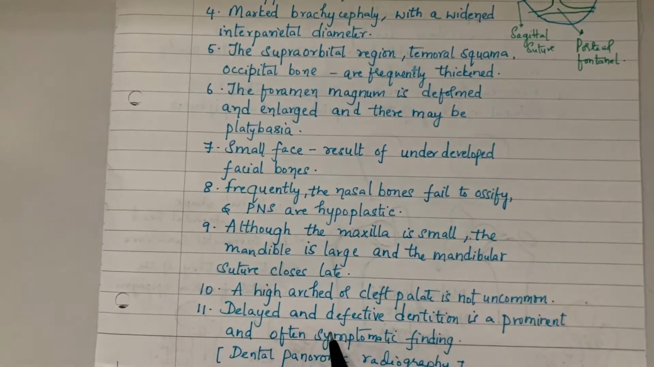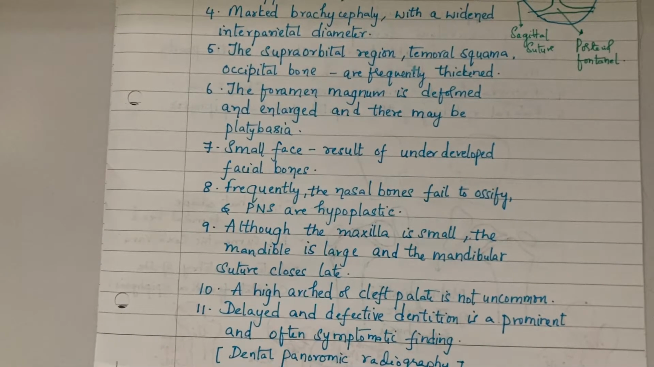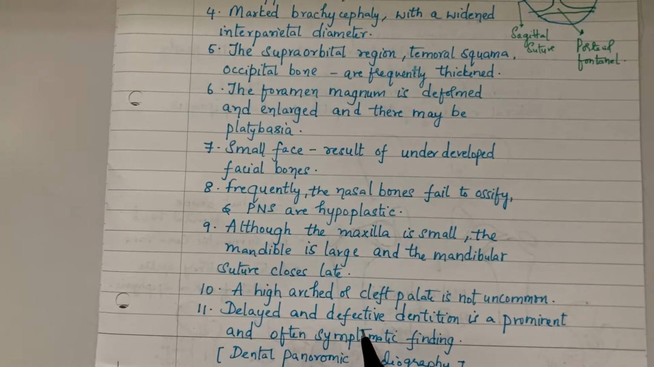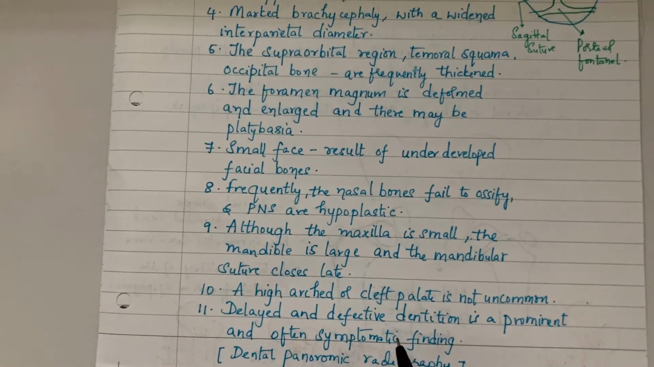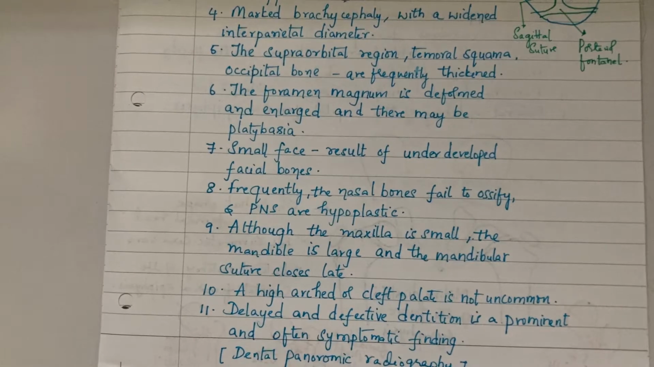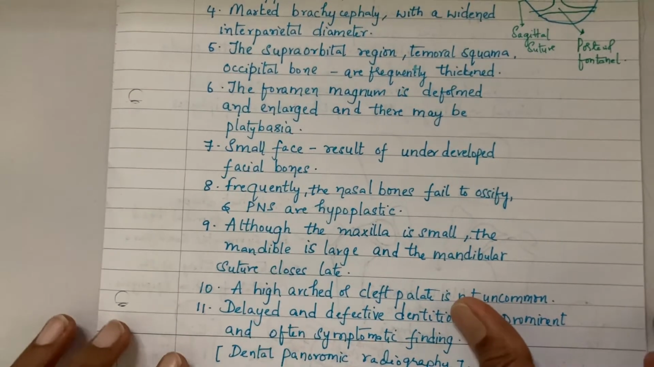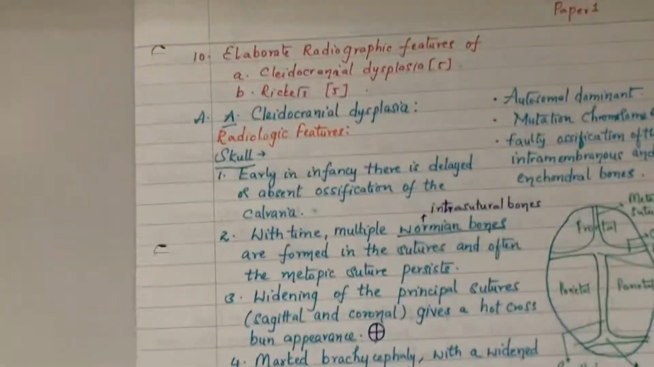There will be delayed and defective dentition as a prominent, often symptomatic finding. Dental panoramic radiography is required. These people can present with dental problems, dental caries, and defective dentition. A small face will be there and the mandible will be prominent. The foramen magnum will be deformed and enlarged, and Wormian bones, intrasutural bones, will be there. So these are some of the skull radiological features.